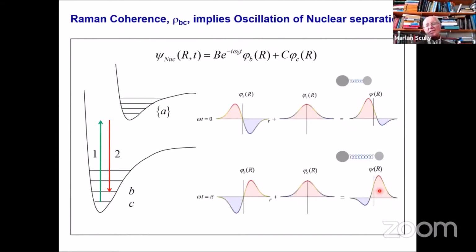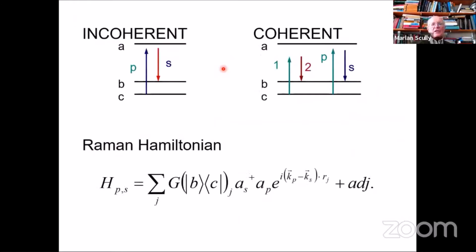So you're seeing an oscillating molecule characterized in the usual way that we all know and love by such a coherent wave function. And that is, of course, characterized by off-diagonal elements of the density matrix between these two levels.